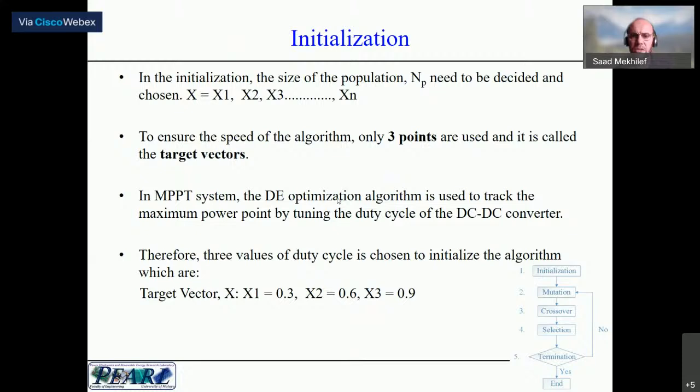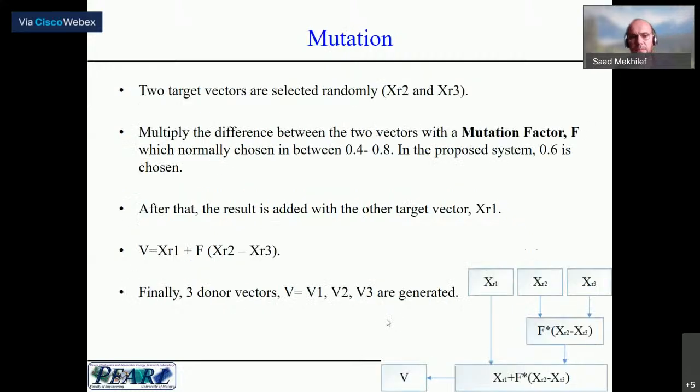This is the initialization, what happens. You select 3 points, and we call them the target vectors. In the MPP system, the DE optimization algorithm is used to track the maximum. Here for the target vectors, we select x1 equal to 0.3, 0.6, and 0.9.